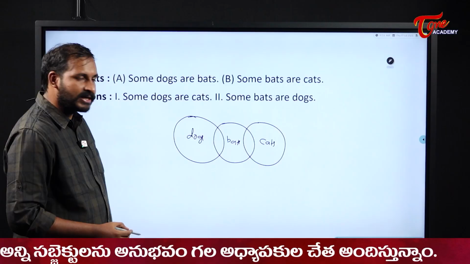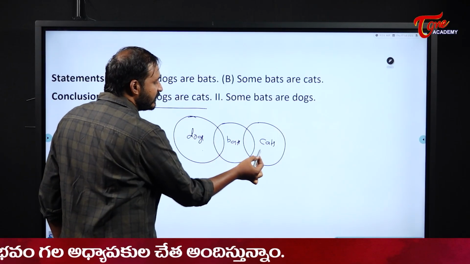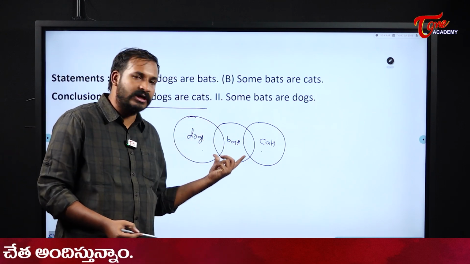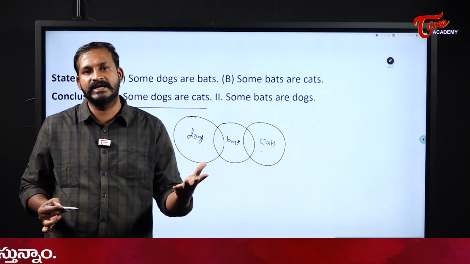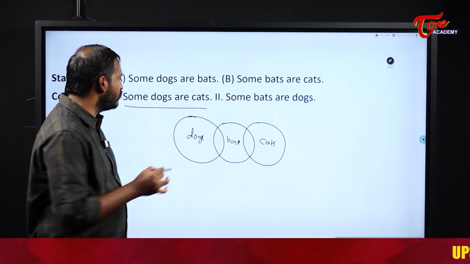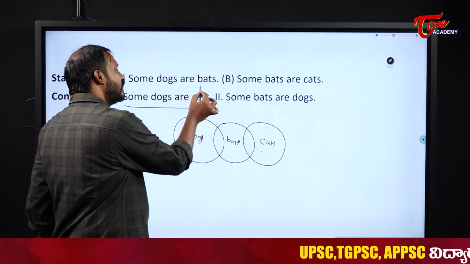So this is the basic diagram. Some dogs are cats. Is there any relation between dogs and cats? No. This is a positive conclusion, right? So a positive conclusion we will only check in the basic diagram. If it is true, we will mark it as true. If it is false, we will mark it as false. So, some dogs are cats. Is there any relation between dogs and cats? No. So that is wrong.